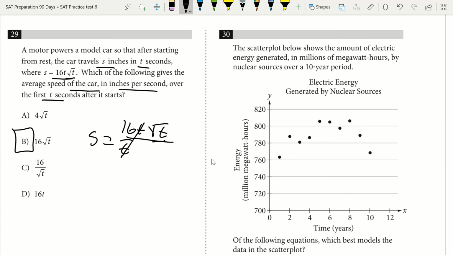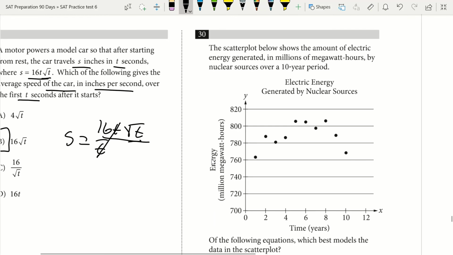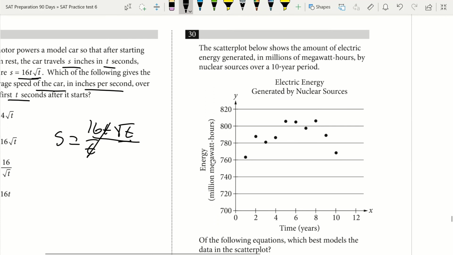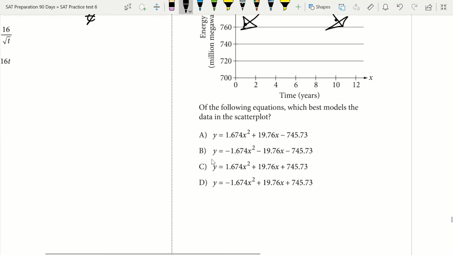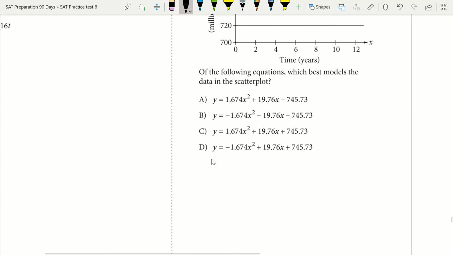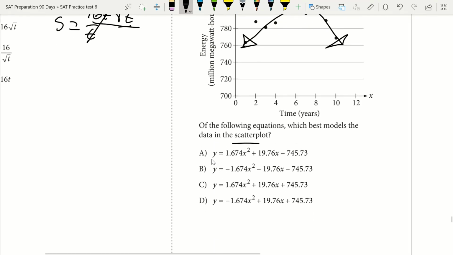Okay, now we got number 30. So this is our last multiple choice. A scatter plot above shows the amount of electricity generated, in millions of megawatt hours, from nuclear sources over a 10-year period. I see that I've got a downward facing parabola. Which of the following equations is going to model my scatter plot? Okay, since it's going down on both sides, it's going to have a negative in front of my x squared, so I can get rid of A, I can get rid of C. Next thing that I see is that I have a 0 right here, which means my intercept has to be positive, right around 750. I see the only one with a positive is D, so my answer is going to have to be D for number 30.